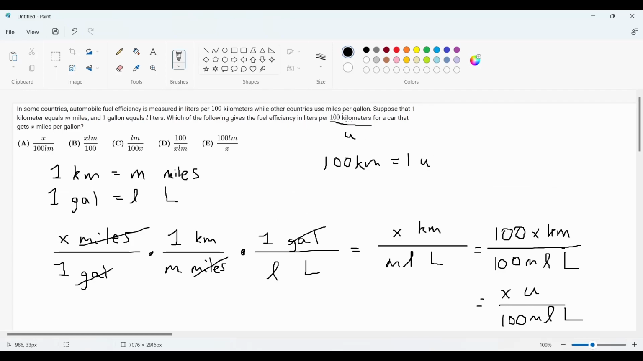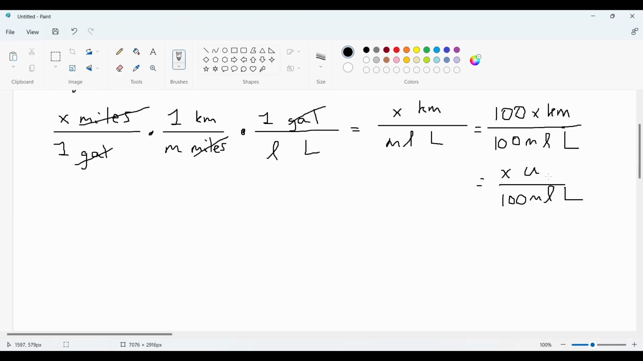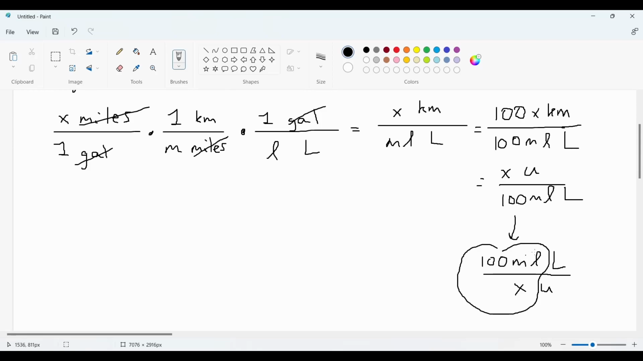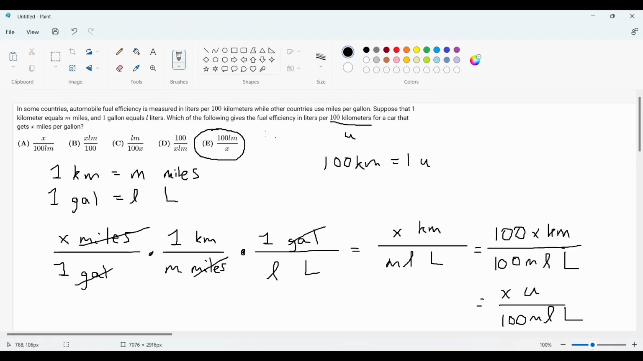So we want liters per unit, not units per liter. So let's just take a reciprocal of this. That's saying that for every 100 mL liters, we're going x units, and units just represents 100 kilometers. So this fraction, 100 mL over x, is what we're looking for. Where is that? Here it is. E, 100 Lm over x, because the order that m and L are in doesn't matter. Multiplication is in any order, so E is equivalent to what we're looking for.